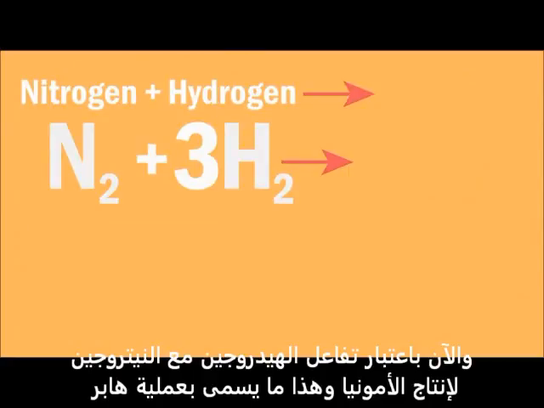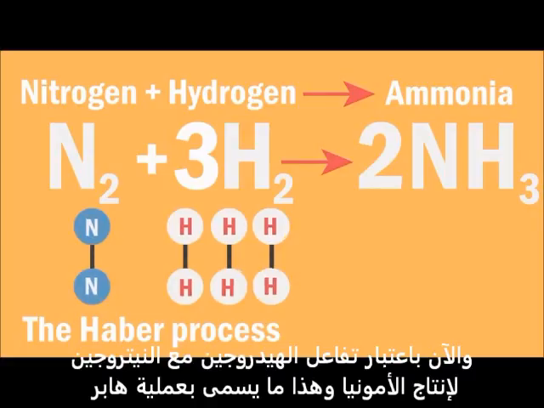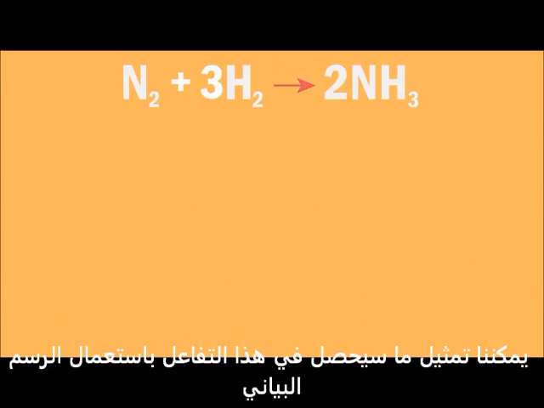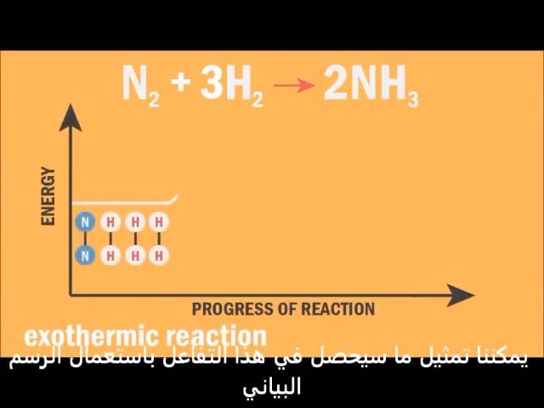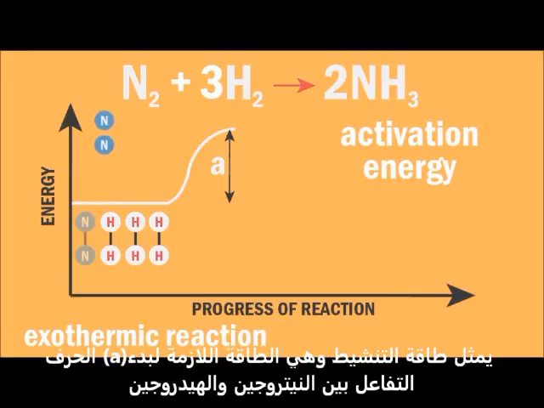Now consider the reaction between nitrogen and hydrogen to form ammonia. This is the Haber process. We can represent what happens in this reaction by the diagram. Again, A is the activation energy, which is the energy taken in to break the N-N and the 3 H-H bonds in the reactants.